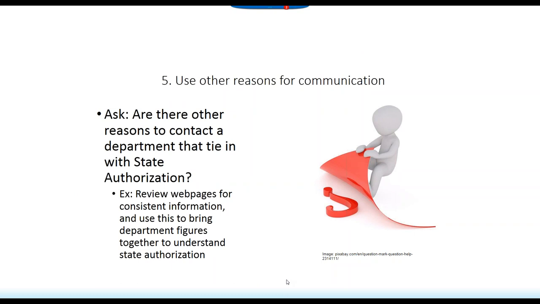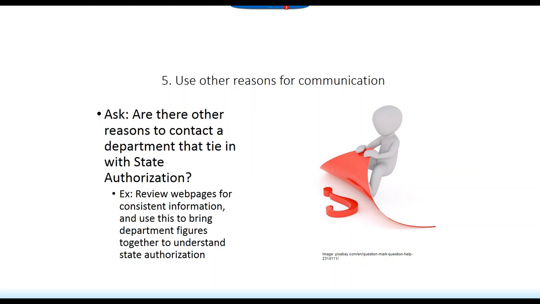Next slide, thank you. My last one here is using other reasons for communication. What I mean by that is I try to ask if there are other reasons to contact a department or a person that tie in with state authorization. I found that it can be tiresome to repeatedly ask for somewhat random meetings about state authorization where I'm just giving them the information.